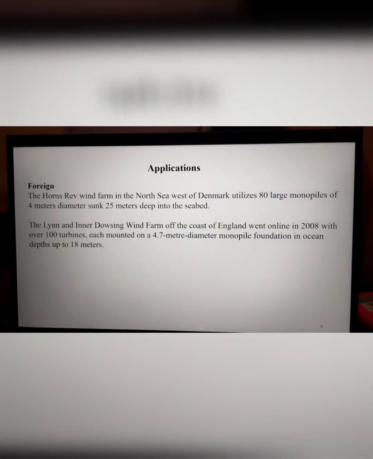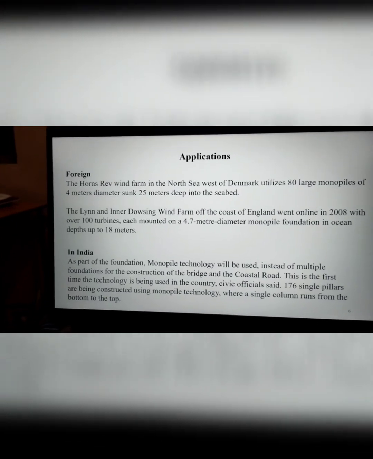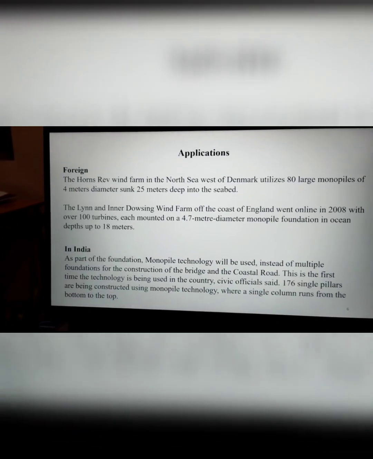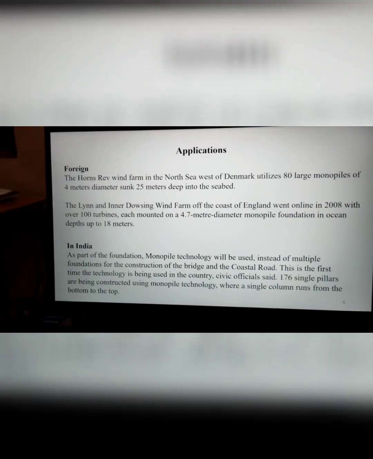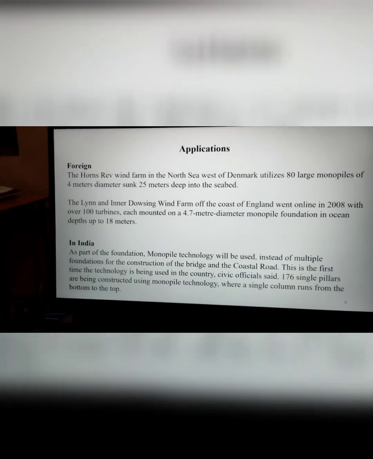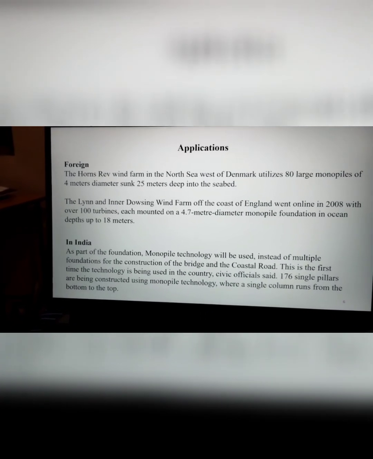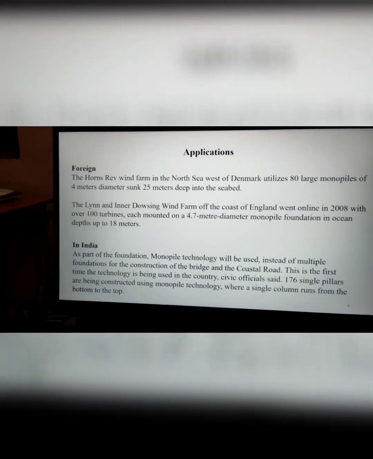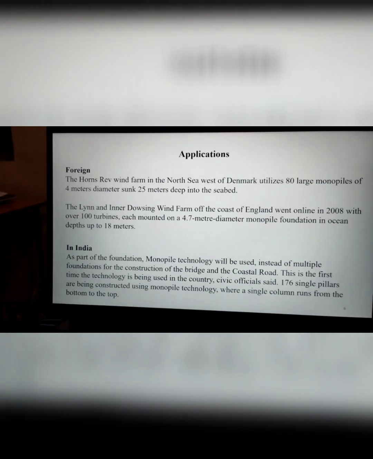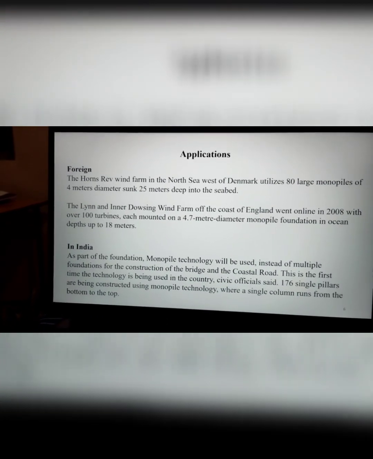And when it comes to India, as a part of foundation, monopile technology will be used instead of multiple foundations for the construction of bridges on the coastal roads in the Mumbai region. This is the first time the technology is being used in our country. Civic officials said that 176 single pillars are being constructed using monopile technology, where a single column runs from bottom to the top. These are the references.